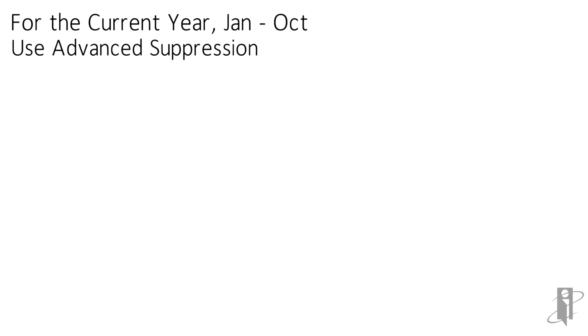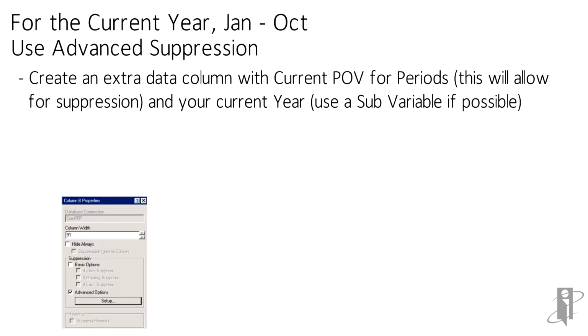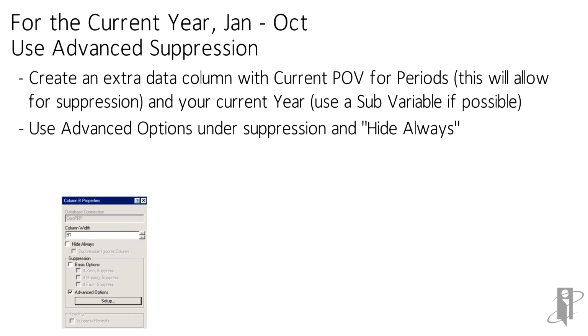Alright, now let's create a column to handle the suppression. Help, help, I'm being suppressed. That's not the real quote, but let's move on. We're going to create this column to have the period be the current POV for periods. This is the period that the user is going to select. We are then going to select hide always. Very similar to how I have it in the screenshot, but the opposite. Check it. Then we get to get all fancy.